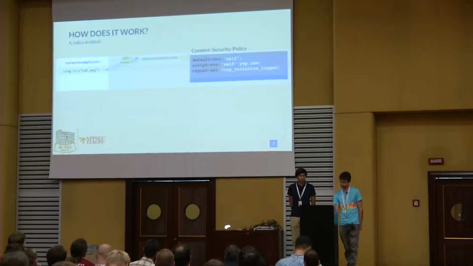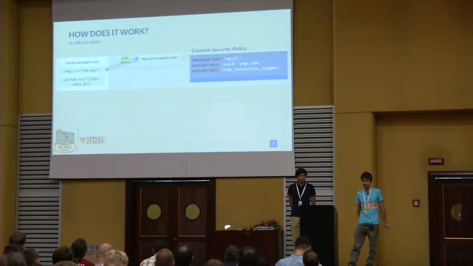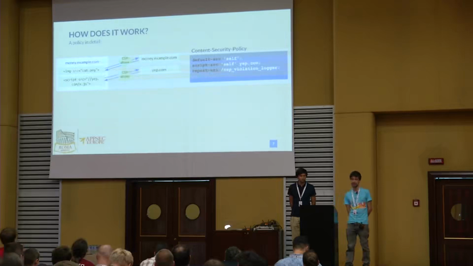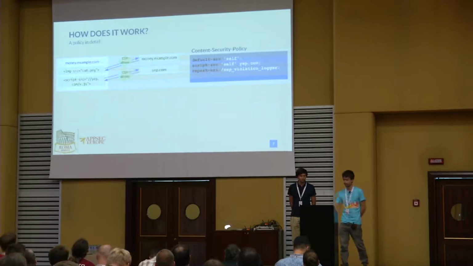So cat.png is a relative URL, right? It's on the same origin, so it's allowed by CSP. We have script SRC yep.com/x.js, and it's also allowed by the content security policy because we explicitly declared yep.com as allowed in the script SRC directive.